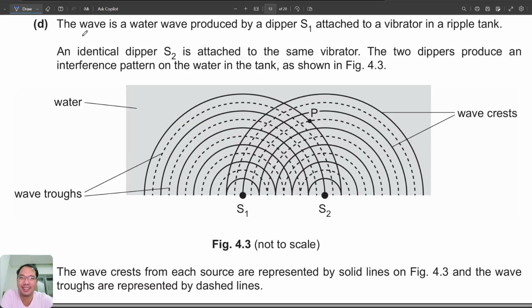Question D. A water wave is produced by a dipper S1 attached to the vibrator in the ripple tank. An identical dipper S2 is attached to the same vibrator. The two dippers produce an interference pattern on the water in the tank, shown in the figure. The wave crests from each source are represented by the solid lines on the figure, and the wave troughs are represented by the dashed lines.